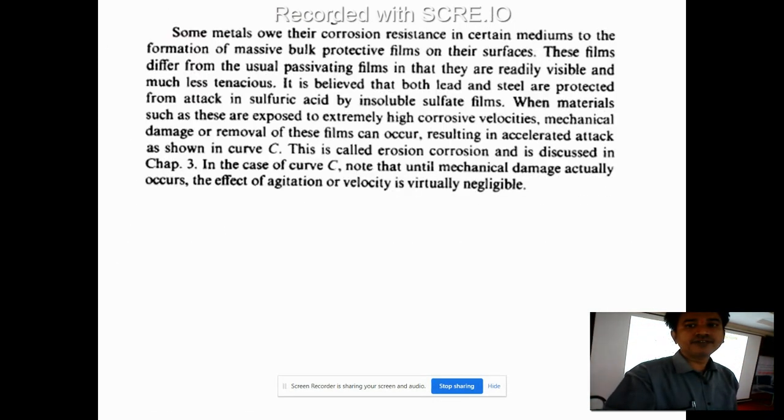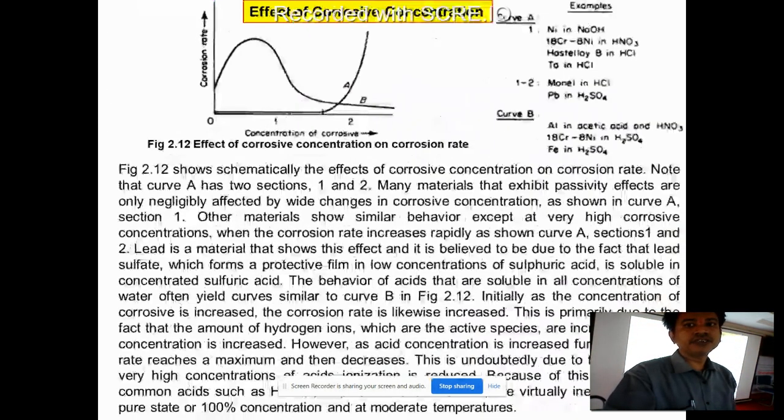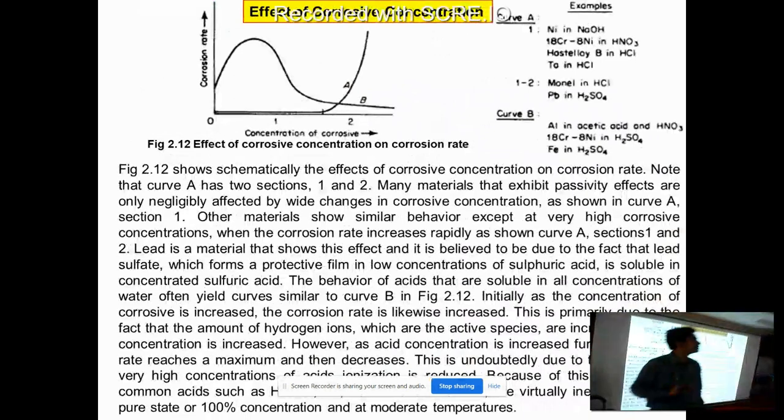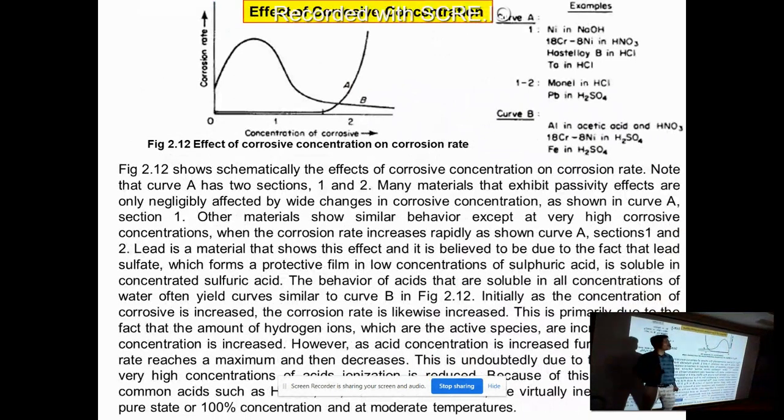Fine. Effect of velocity. Effect of corrosive concentration. What is corrosive concentration? It means the amount of corroding agents. If I increase the concentration, what could be the corrosion rates? The corrosion rates will always increase if I increase the concentration. But after some time, even though I increase the concentration of the corrosive species, the corrosion rate will not increase, it will decrease.